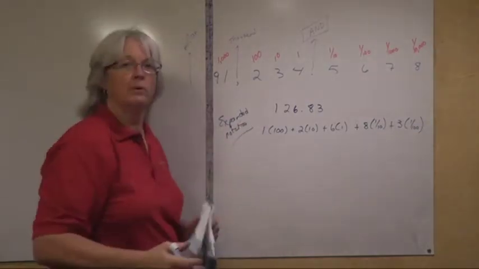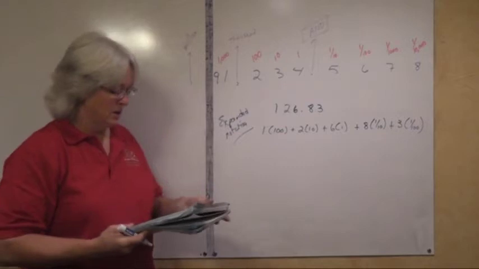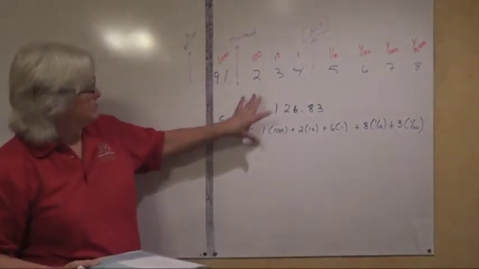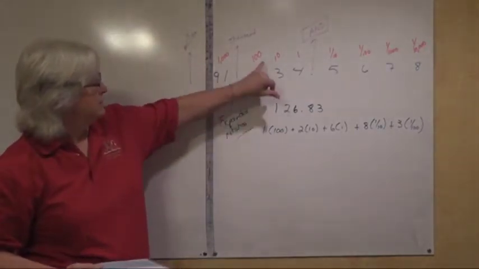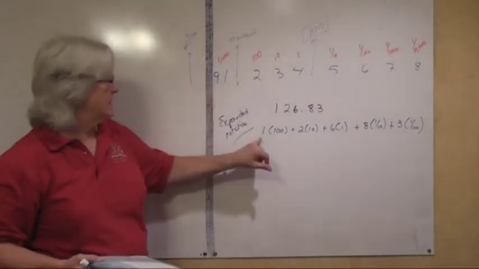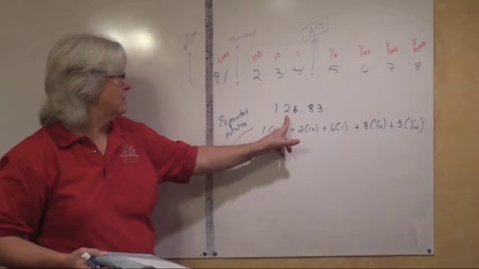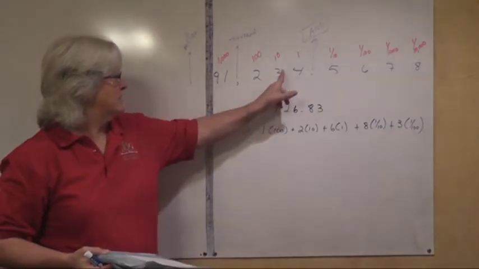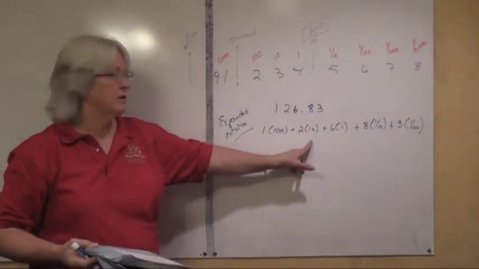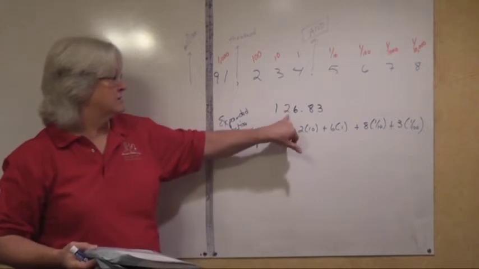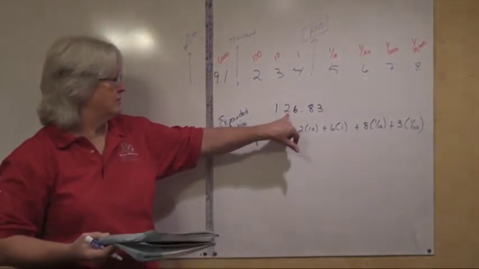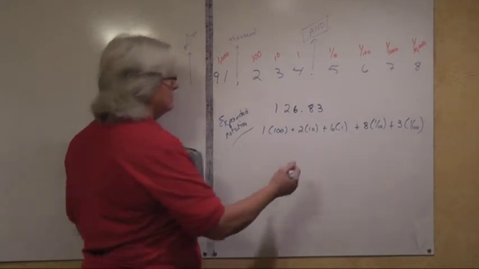And it might look a little bit weird, but it's really pretty straightforward. The 1 is in the hundreds place. How many hundreds do we have? We have 1. This digit 2 here is in the tens place. How many tens are there? There's 2.